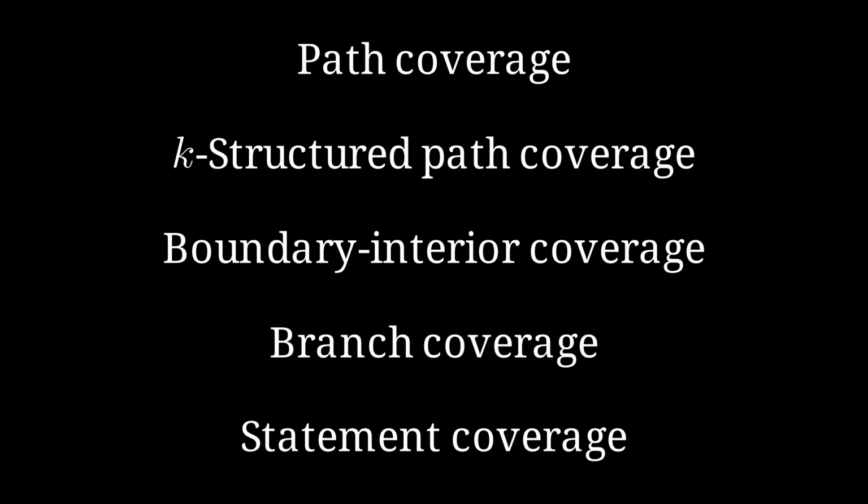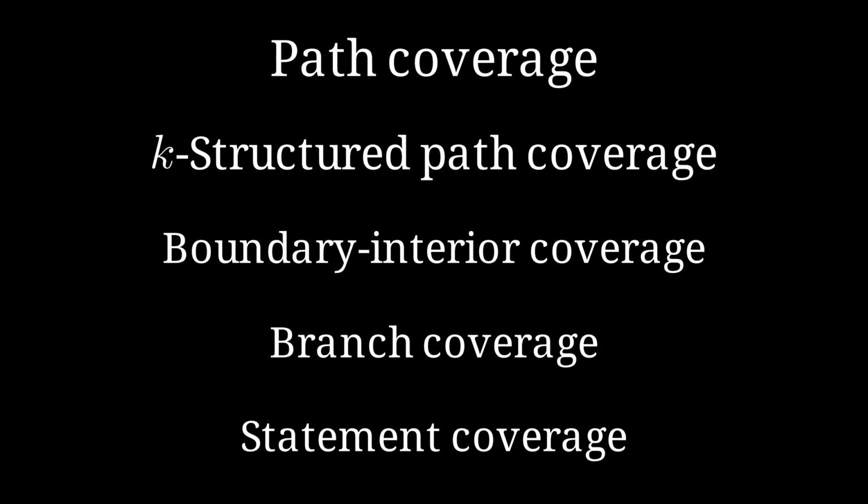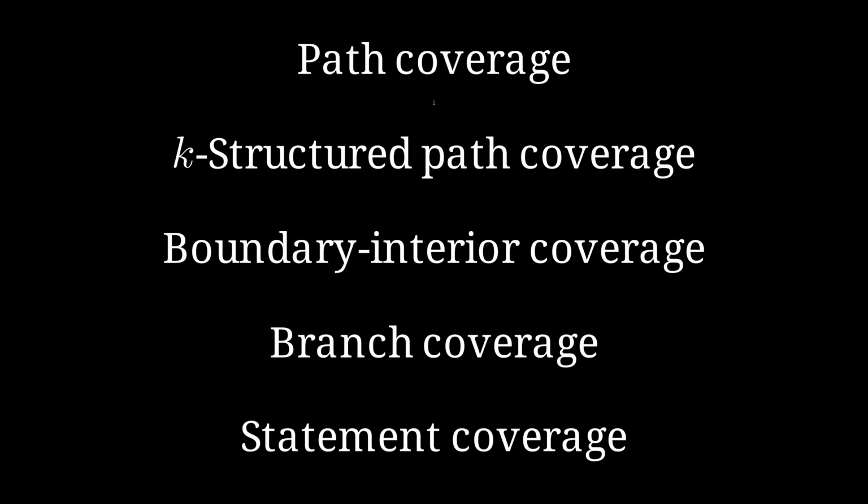You can see that these measures get more general from bottom to top. And indeed, each criterion implies the ones below it. So if you fulfill, for example, 100% boundary interior coverage, you will also have 100% branch and statement coverage. As I already mentioned, most coverage analysis tools will only count statement coverage. But now you know that having 100% statement coverage is not really saying anything on how well your code is tested. Therefore, some standards require at least boundary interior coverage, for example, in the aviation or automotive industries.